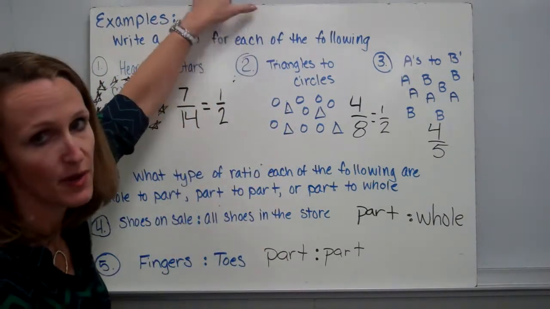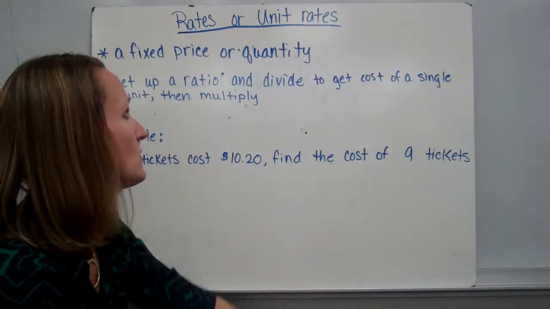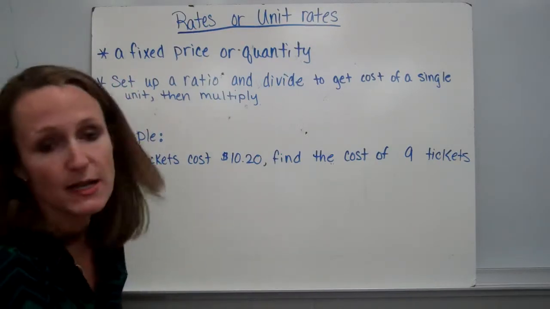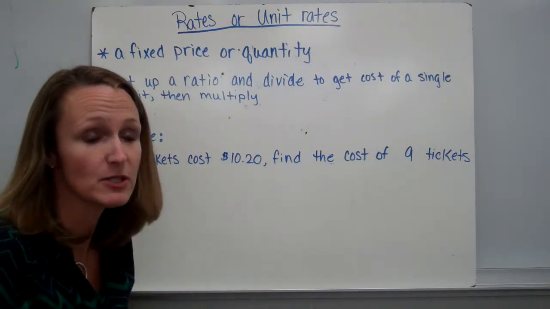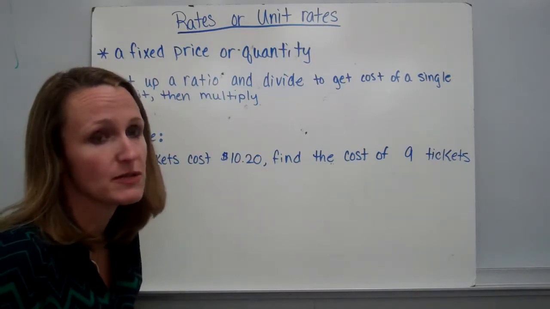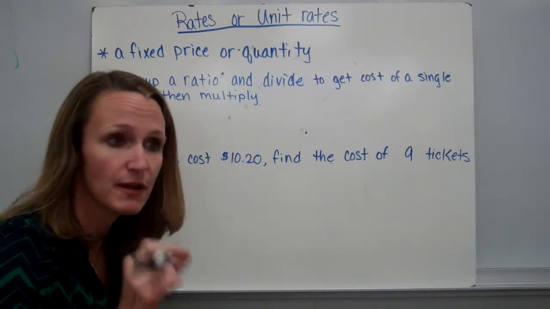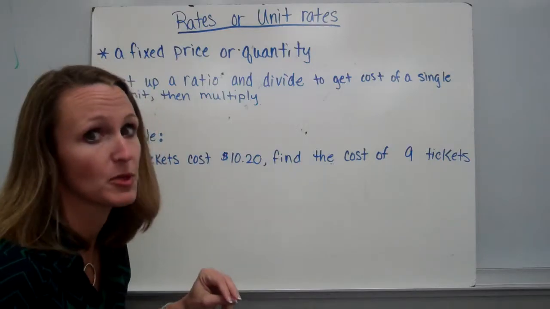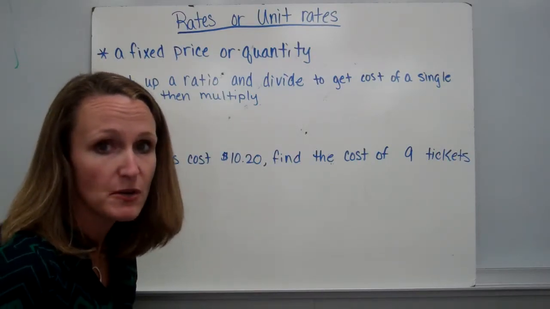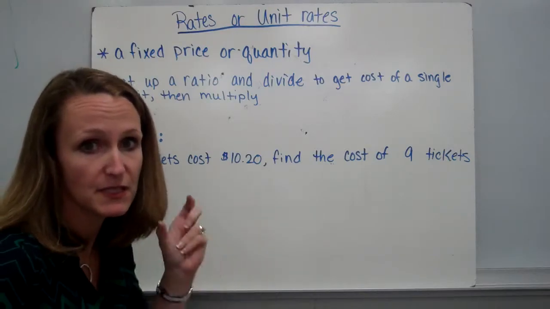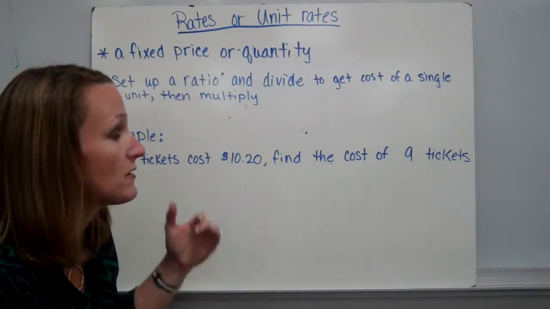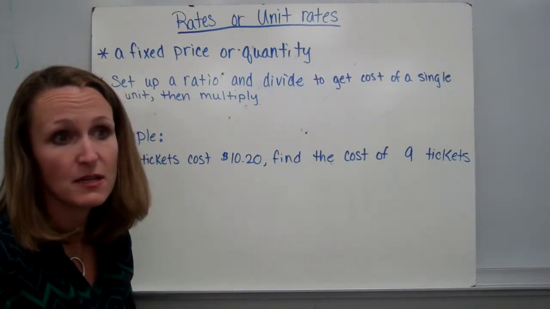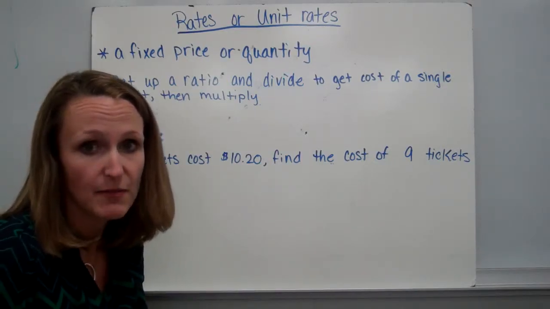Another thing that we talk about when we talk about ratios are rates, or unit rates. Unit rates and rates are very simple. It's just a fixed price or a fixed quantity. That's what a unit rate is. The difference between a unit rate or a rate and a ratio is that a ratio is written as a fraction or as comparing something to another, but a unit rate or a rate is written as a single number. To get it, you would set up your ratio and then divide your two numbers so that you get a fixed quantity. In most cases, you're going to divide to get the cost of a single quantity, and then, depending on the problem, you might have to multiply it by however many you want.